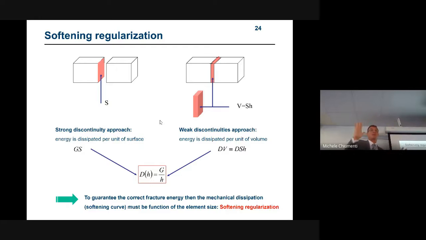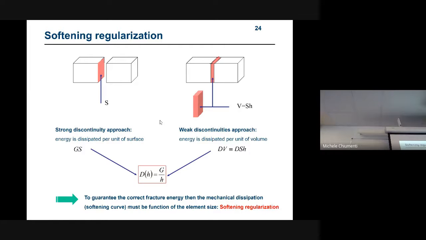Okay? But this is interesting if your solution is a strong discontinuity solution, when you typically have a jump in the displacement and you generate a surface. But we are not doing this. Why? Because we are using a smeared approach. So we are localizing the strains into the element. It's only one element. So you typically have to dissipate the energy in this volume where you have the localization.